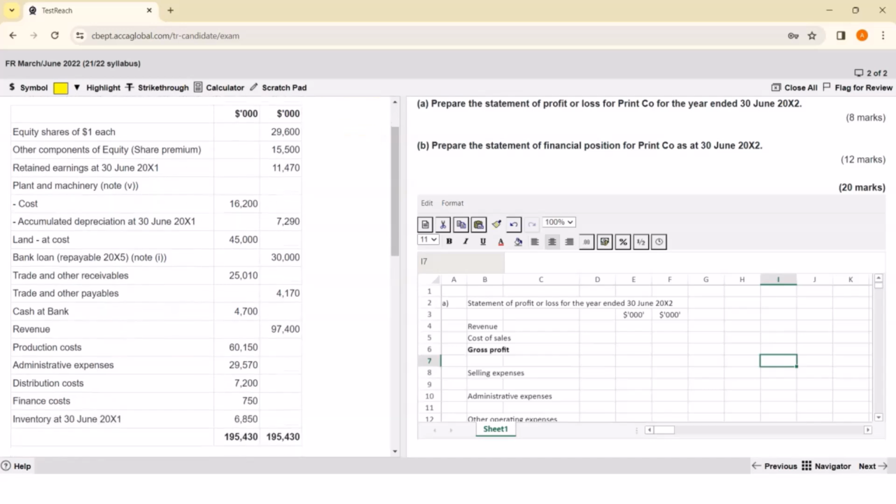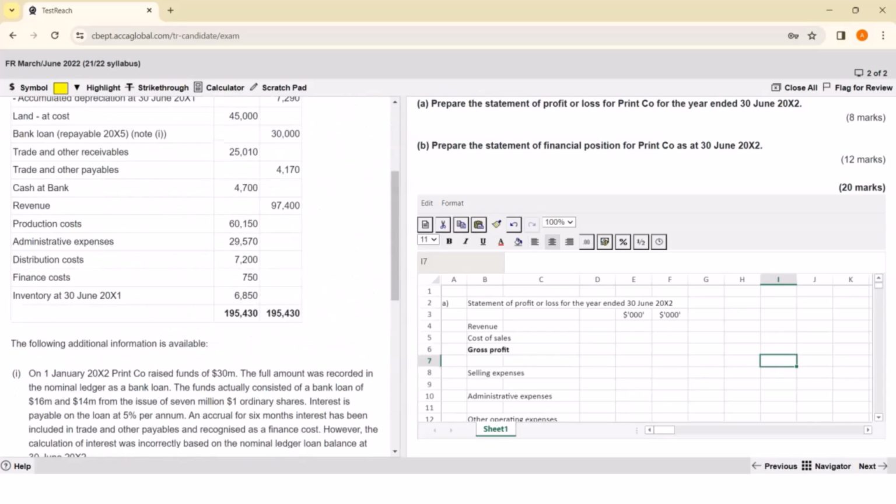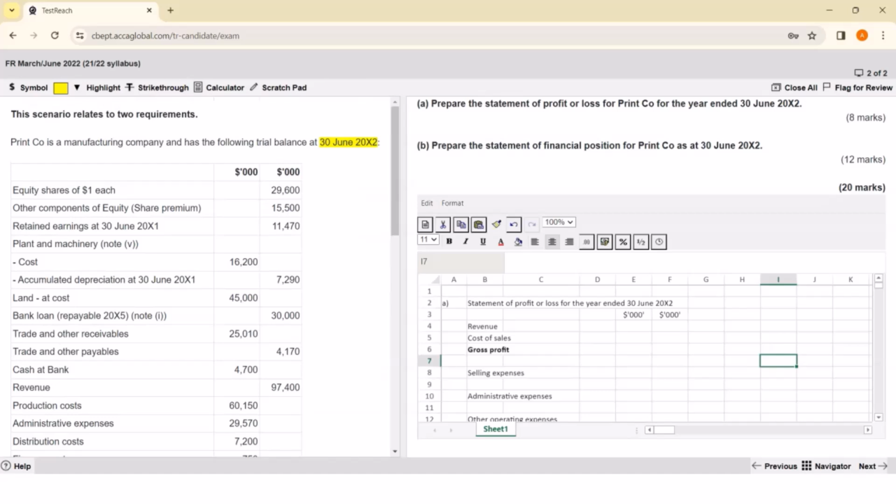Then I see that there is a trial balance and additional adjustments available. I immediately come to the requirements part and I see that I have to prepare statement of profit or loss and statement of financial position. Statement of profit or loss is worth 8 marks. Statement of financial position is worth 12 marks, which means that roughly the asset side is going to be for 6 marks and the equity and liability side is also going to be for 6 marks.